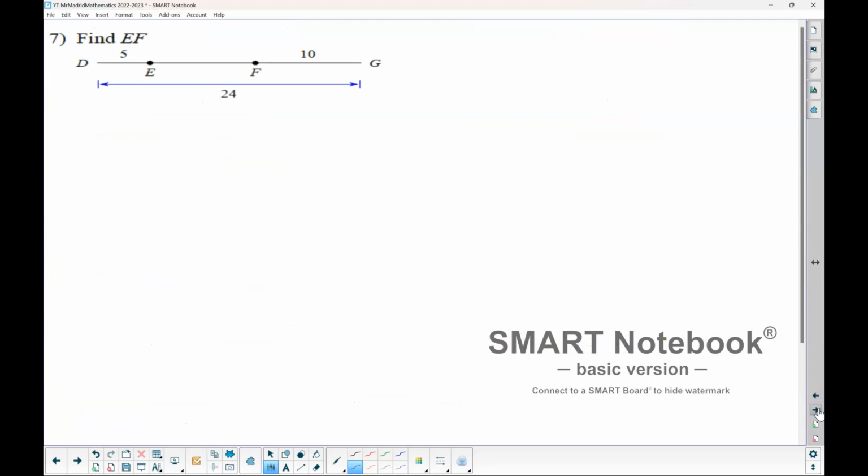So it says find EF. EF runs from here to there, right? This is unknown EF. So what do we do here? Well, we know that DE plus EF plus FG will equal what? DG.